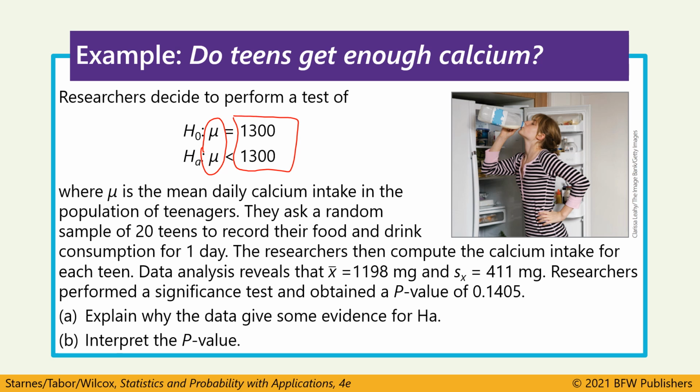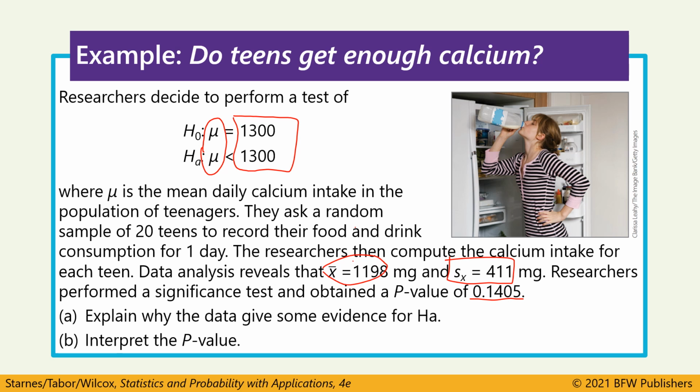So we have our hypotheses here. Mu is representing the mean daily calcium intake in the population of all US teenagers. And then they're going to take a sample. So they have a random sample of 20 teens. They record their food and drink consumption for 1 day. And then the researchers use this information to find an average, which is 1198, and a standard deviation of 411 milligrams. They perform a significance test and get a p-value of 0.1405.